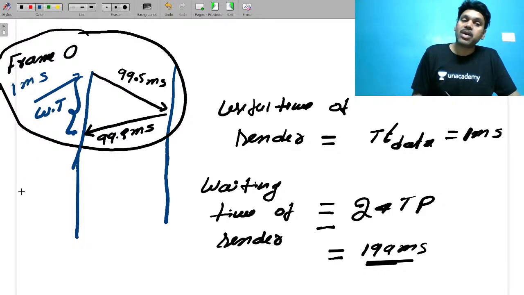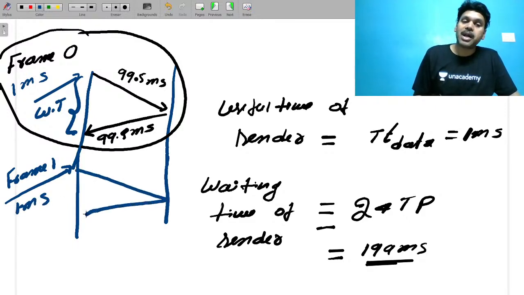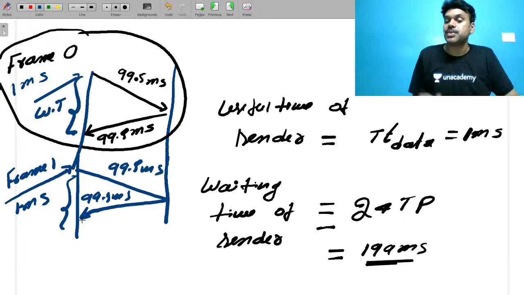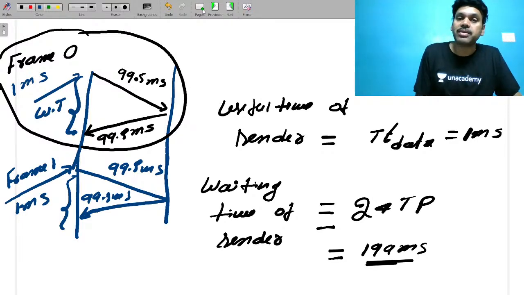Once you get the acknowledgement, I push frame 1 with the same time of 1 ms. It goes there and comes back, taking the same time, same distance and same speed. Therefore, what is your useful time? Next also it is the same. So, my dear friends, because of the waiting time, your efficiency goes down. How much does it go down? Let me write.